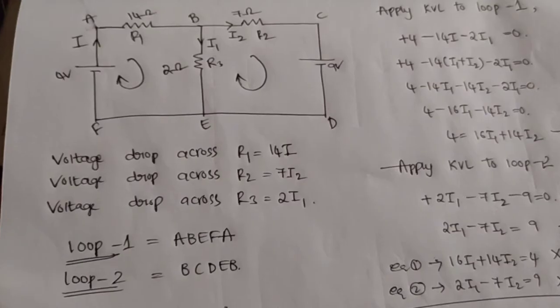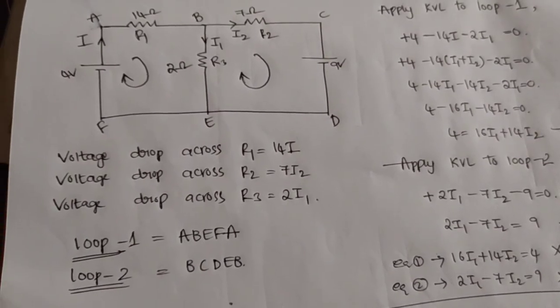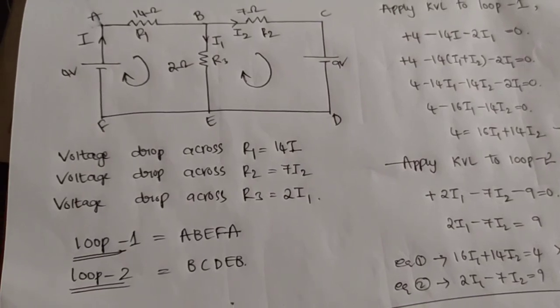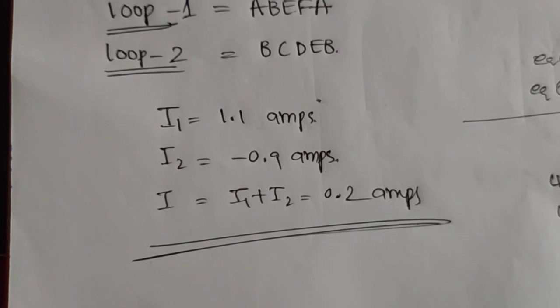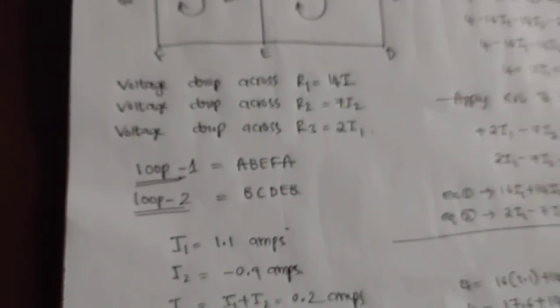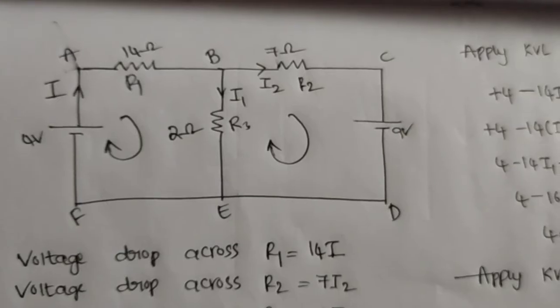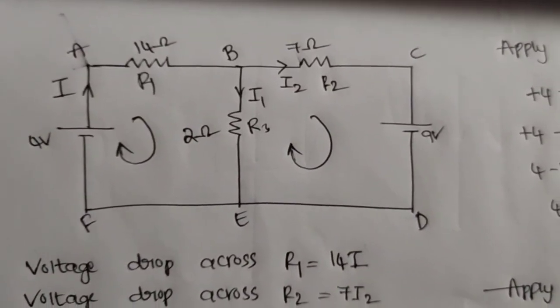Now writing all the currents: I1 is the current flowing through R3, I2 is the current flowing through R2, and I is the current flowing through the 14 ohm resistor.